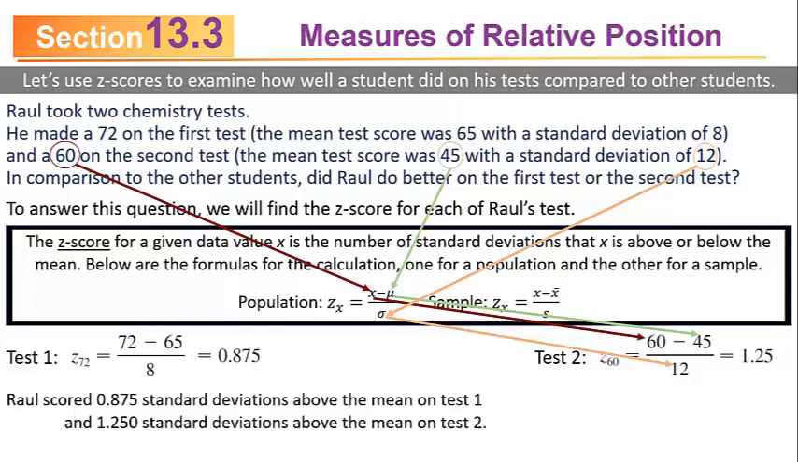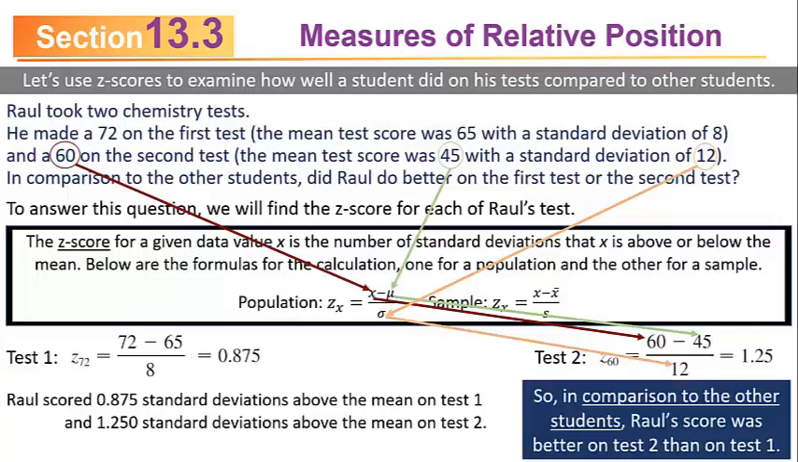So looking at those 2 z-values, you can easily see that Raul had 0.875 standard deviations above the mean for his test 1 score and 1.25 standard deviations above the mean on test 2. So he outperformed the students on test 2 more than he outperformed the students on test 1. So in comparison to the other students, Raul's score was better on test 2 than on test 1. Now that's in comparison to the other students, not as a raw score.